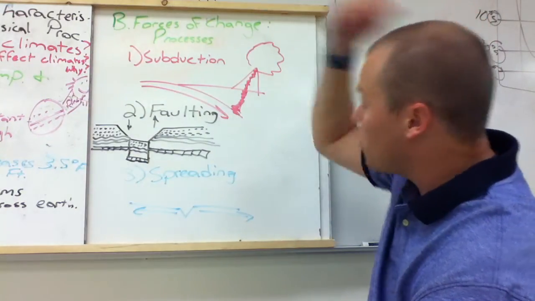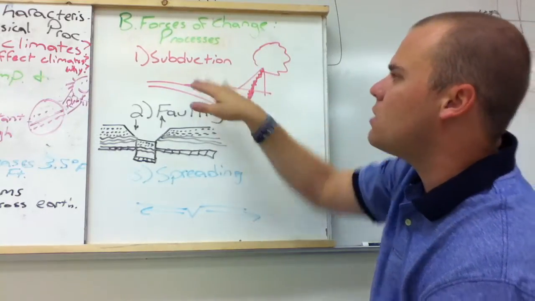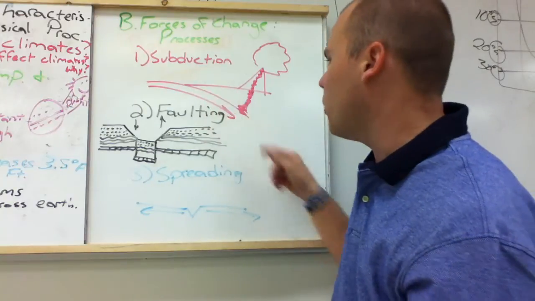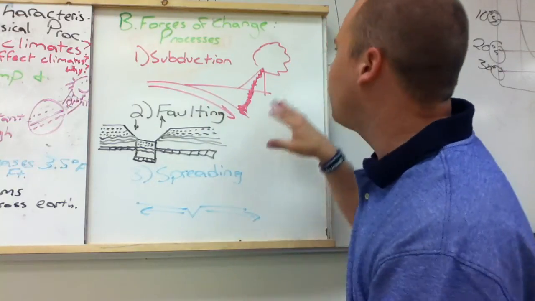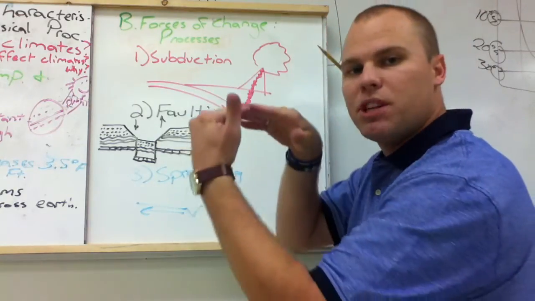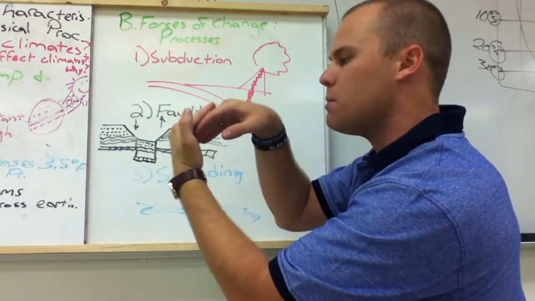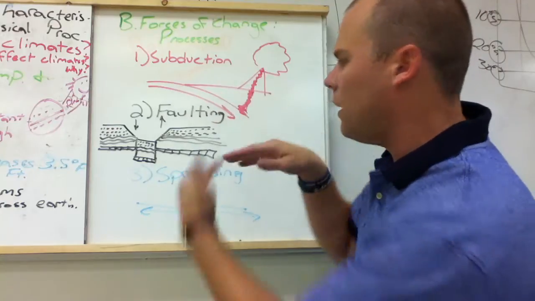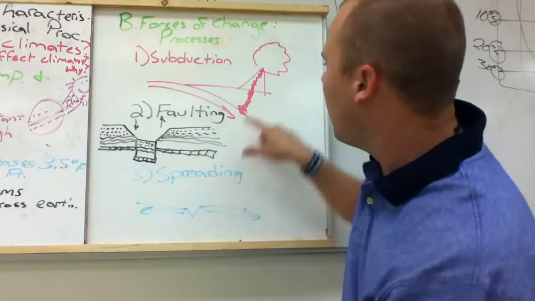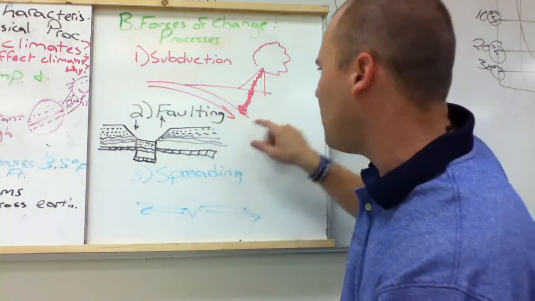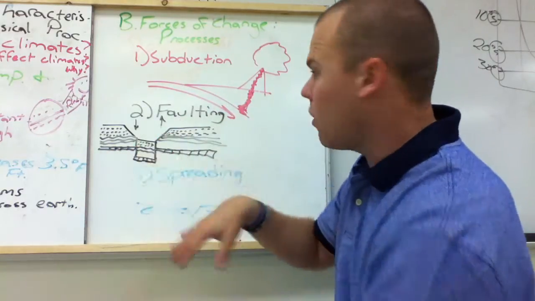Next thing, I'm switching gears here. We're looking at forces of change and the processes of forces of change. I'm not going to spend a lot of time on this. These are also known as other things, and we'll talk about that. The first type of change is subduction. This is when the heavier, more dense oceanic plate drops beneath the continental plate, and you have that sinking motion. A lot of times a volcano will form because of this, because you have that heavy plate dropping down. This is also known as a convergent.